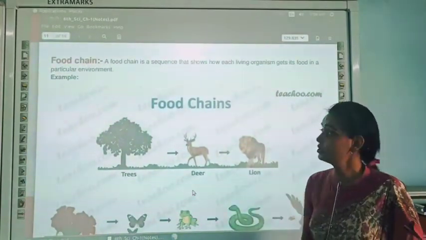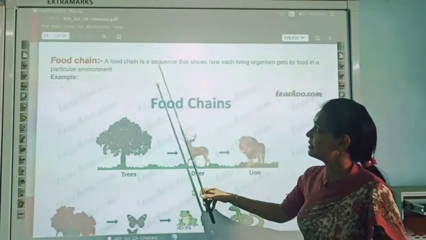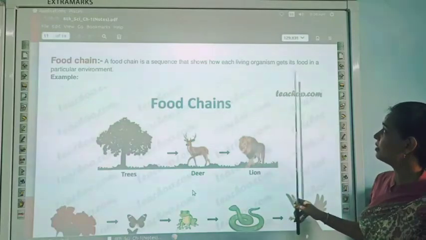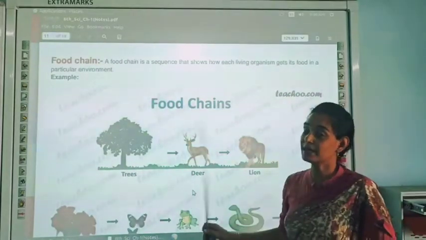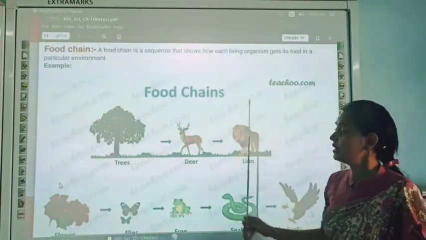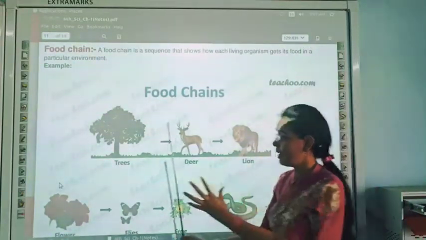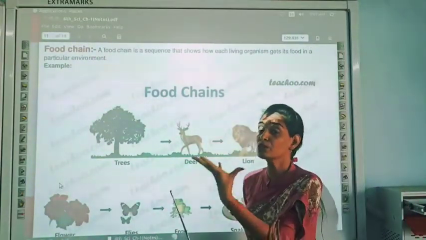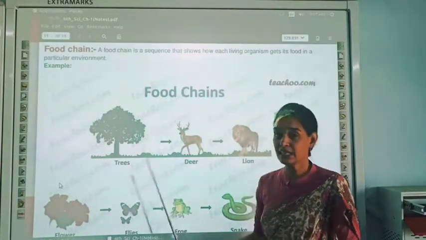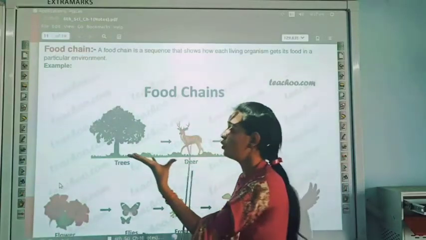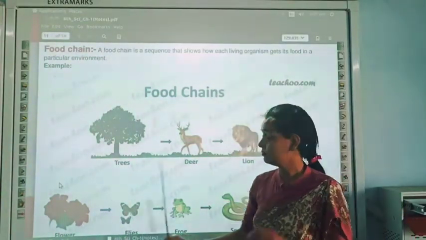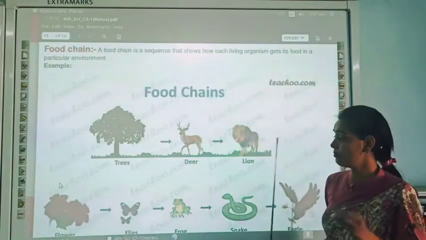So now the food chain. Food chain is the sequence that shows how each living organism gets its food in a particular environment. You know, we already told you that plants are the main source of the food, because only the green plant can prepare their own food by the process of photosynthesis. So they provide food on the earth. This is the main source.